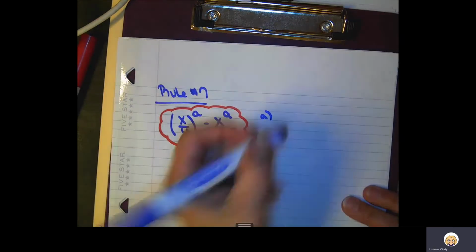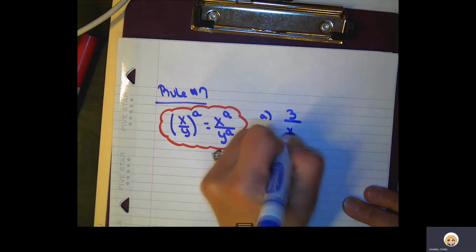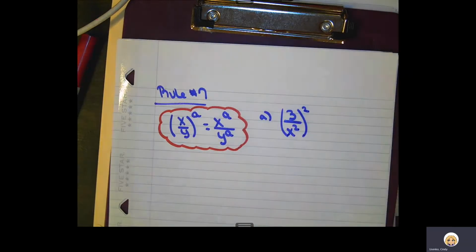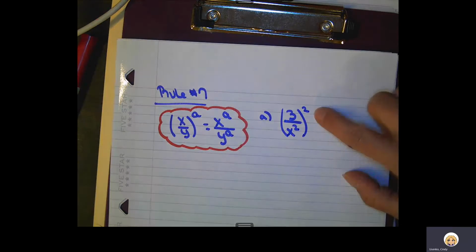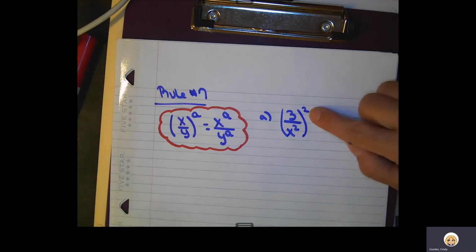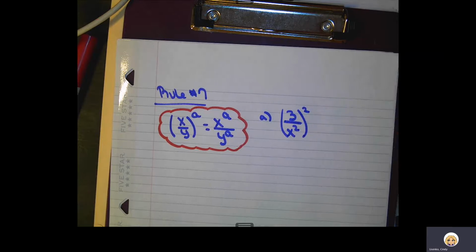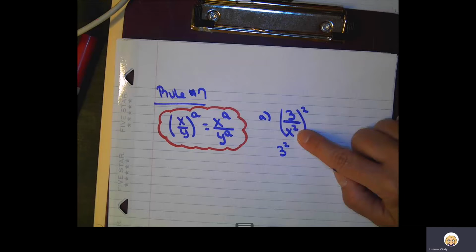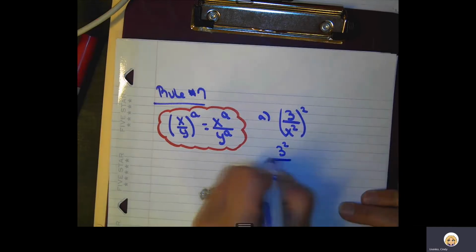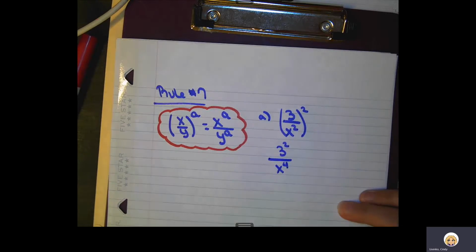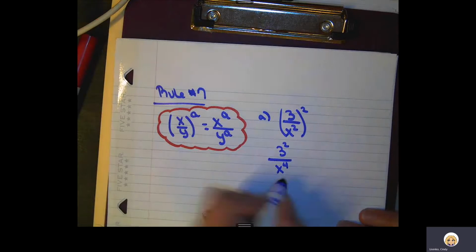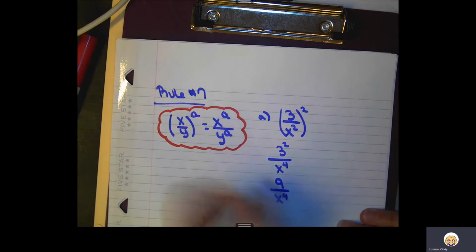If I have in parentheses 3 over x squared, and I have a square on the outside, I need to give this exponent to both of them. So this 3, I do not do 3 times 2. 3 is not an exponent. I'm going to do 3 to the 2nd power. I want to do x squared to the 2nd power. So remember, you multiply exponents. 2 times 2 is 4, so we have x to the 4th. I can simplify this because 3 squared is 3 times 3, that's 9. So we have 9 over x to the 4th.